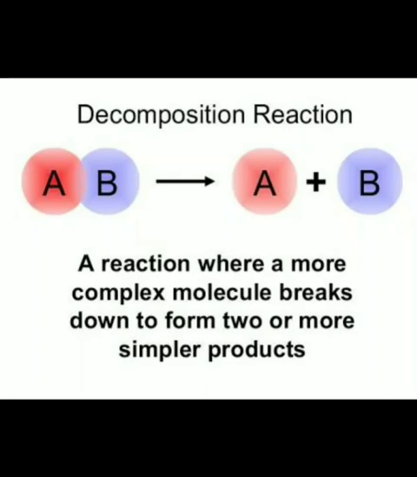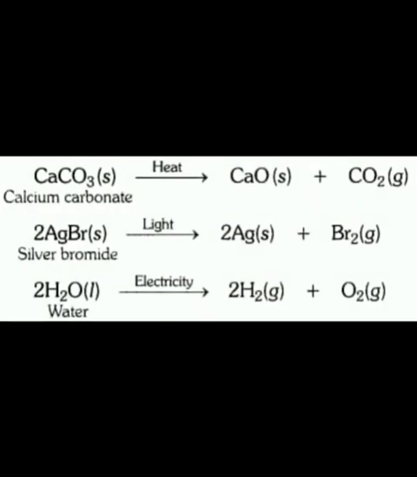When the chemical reaction is brought about by heat, that is known as thermal decomposition. When it is brought about by the presence of light, that is known as what? Photochemical decomposition. And when it is brought about by electricity, that is known as electrochemical decomposition. Understood? So let's see some examples of decomposition reaction.